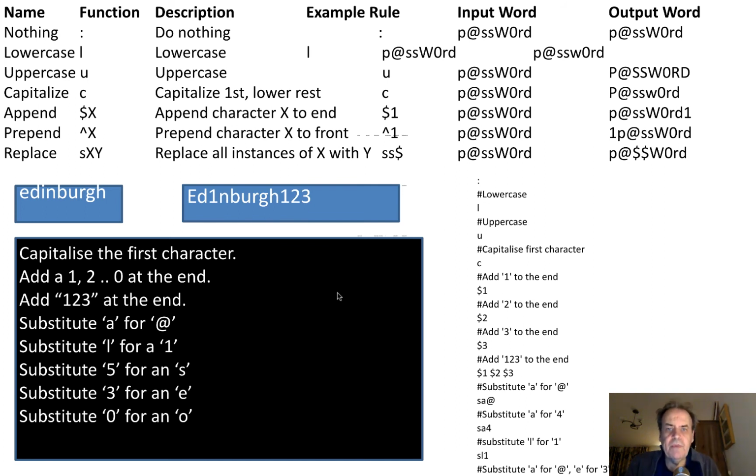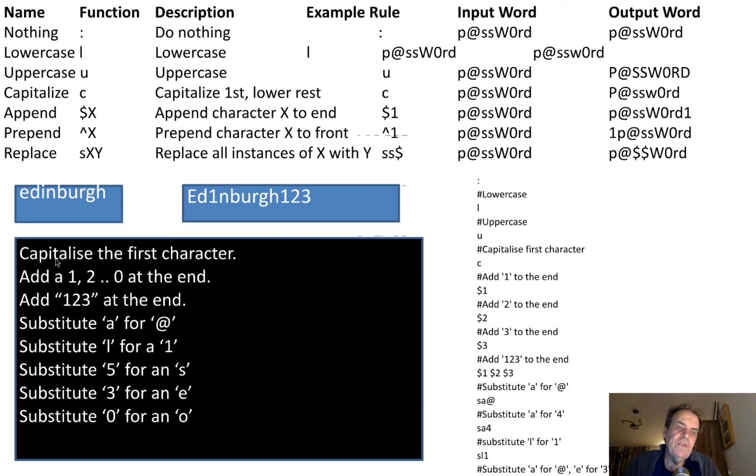Okay, so here's an example here. We can make it lowercase, uppercase. We can capitalize with a C, add a 1 onto it, add a 2 onto it, add a 3, add 1, 2, 3 at the end, and substitute. In this case, substitute an A for an ampersand.